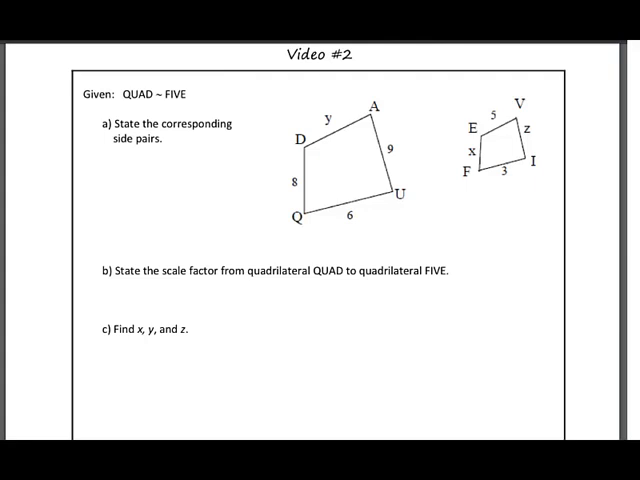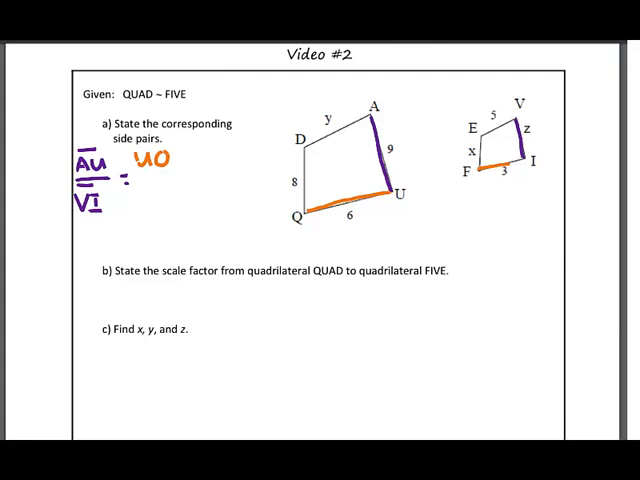Taking a look, let's start with AU in the larger quadrilateral. AU corresponds with VI in the smaller quadrilateral, or these two sides match up. To write this, we're going to write a statement of proportionality, where we set the ratios of all of our corresponding sides equal to each other. So AU over VI is equal to our next corresponding sides, which would be UQ and IF.